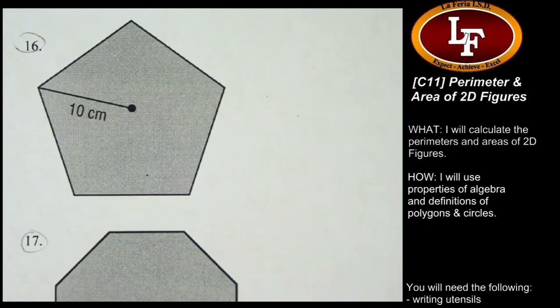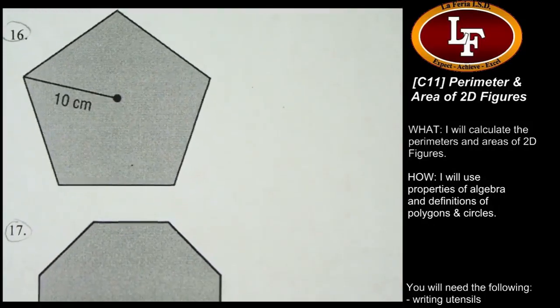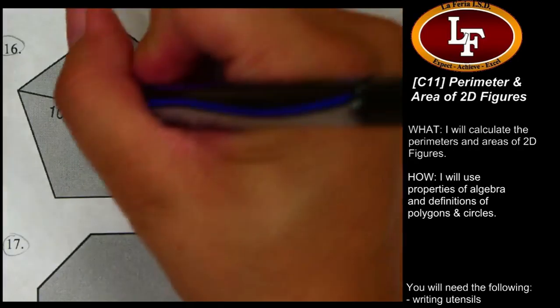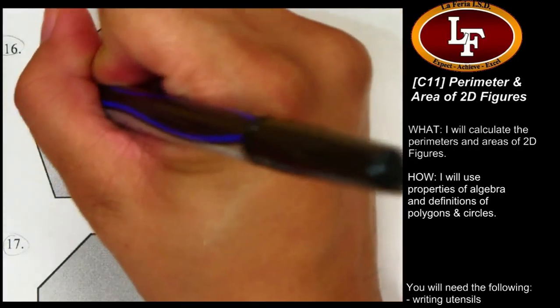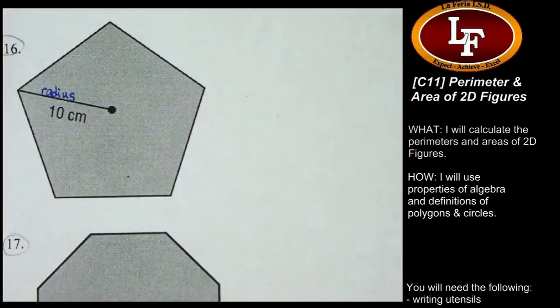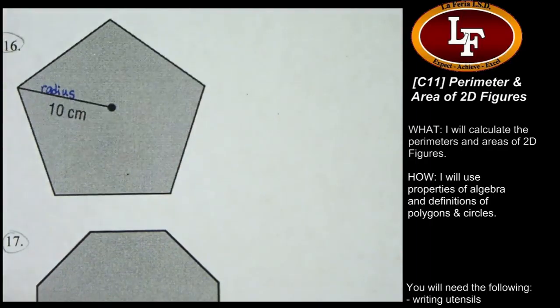All right, so number 16, we have to think first about what information we have, then what information we're looking for, and then what skills and tools we can use to put all of that together. The first thing we notice is that we're being given some sort of radius. And I know that it's a radius because it comes from the center of my polygon to the vertex of my polygon. That's the definition of our radius.